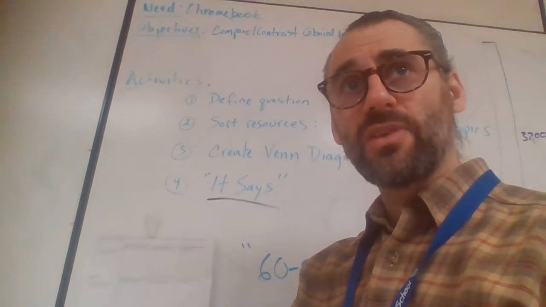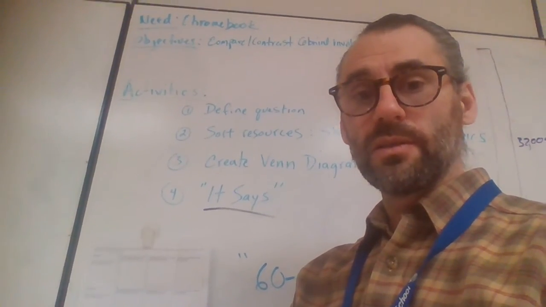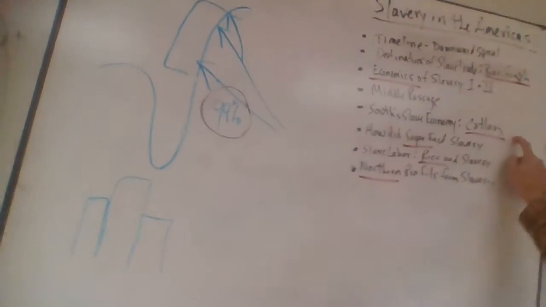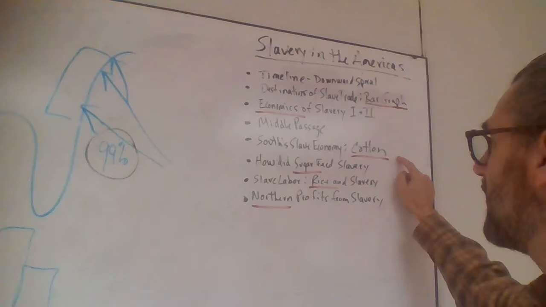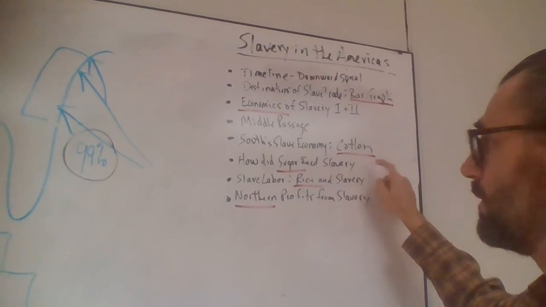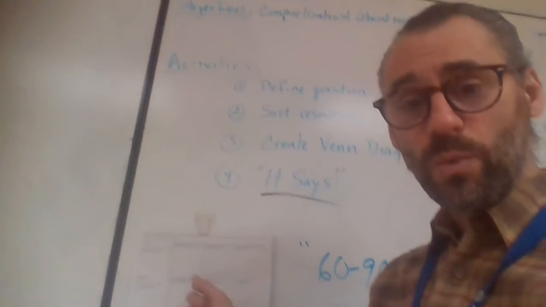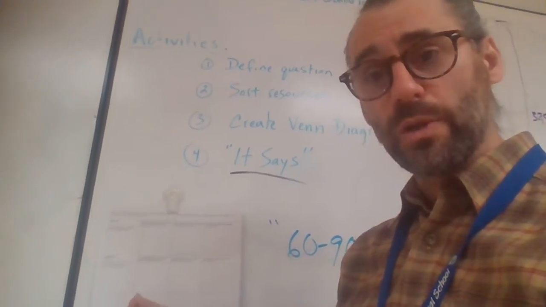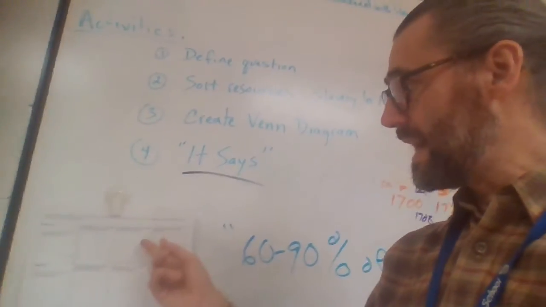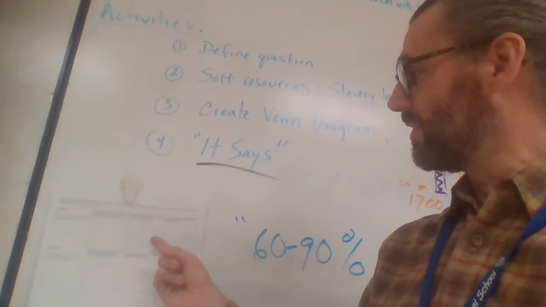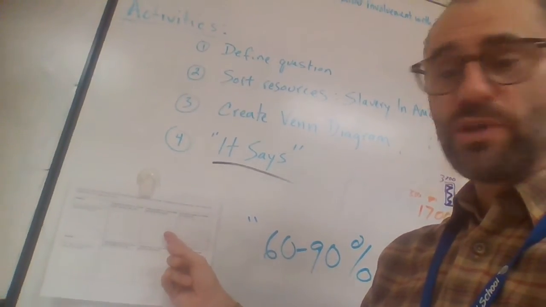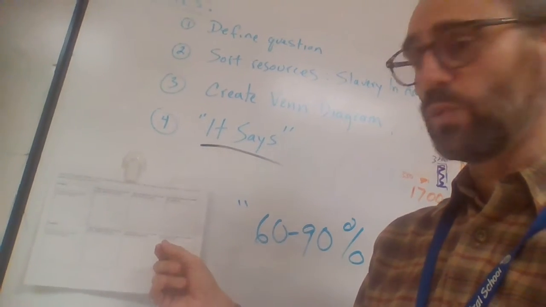So if we read an essay in class, which we did, we read an essay on cotton, an essay on sugar and slavery, rice and slavery, northern profits from slavery. All of those documents provide direct evidence, and we want to use that. I want you to copy it and to quote it, because the next box where it says I Say is for you to paraphrase it and put it in your own words.